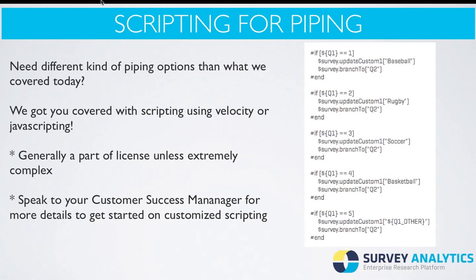So scripting for piping. If you have any questions or you need a different kind of piping option that we did not cover today, we've got you covered with scripting through Velocity or JavaScripting. And just to let you know, it usually is a part of your current license unless it's extremely complex. So if you're interested in adding any kind of scripting or piping to a survey, just make sure to speak to your customer success manager for more details so you can get started on custom scripting.